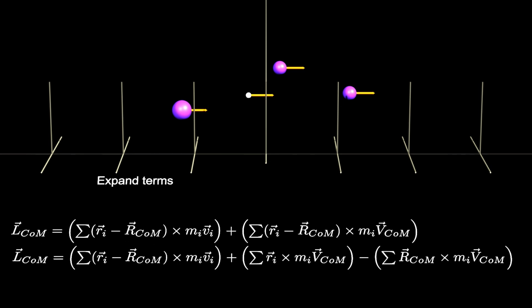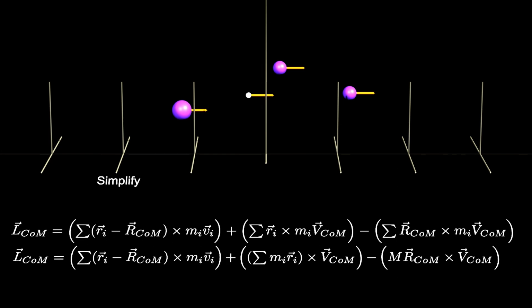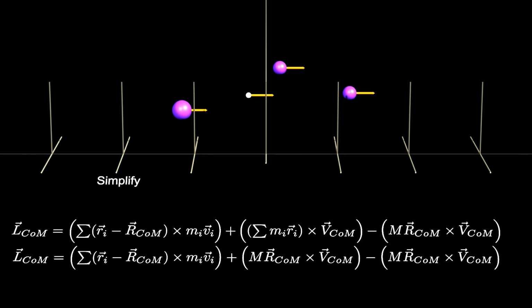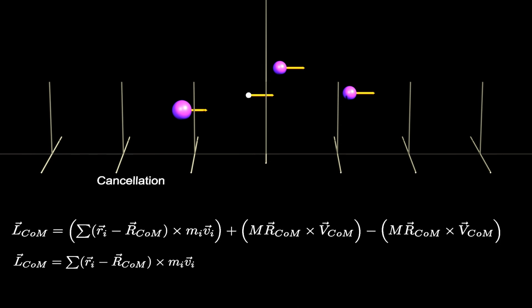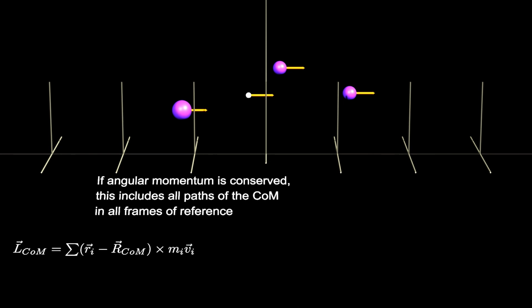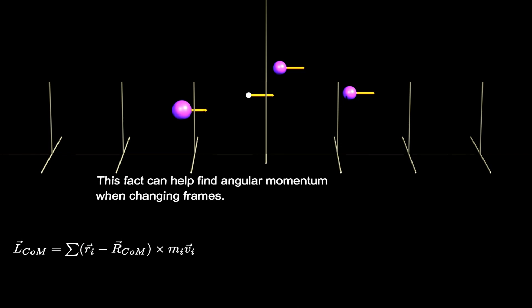Expand terms. Simplify. Cancel. Remember, angular momentum observed at the position of the center of mass has the same value in all frames of reference. If angular momentum is conserved, this includes all paths of the center of mass in all frames of reference. This fact can help find angular momentum when changing frames.